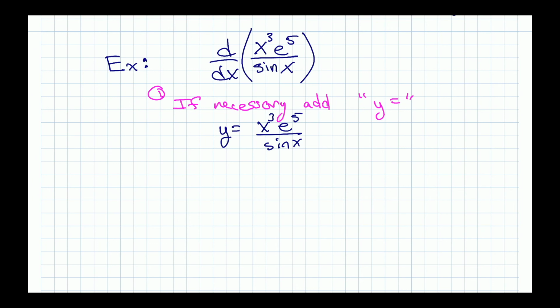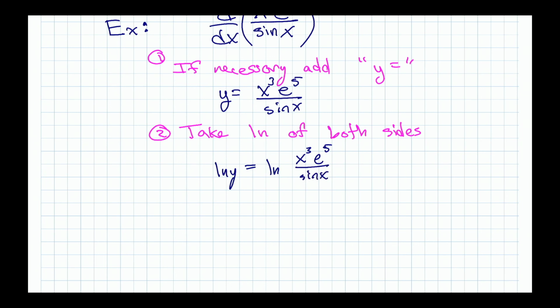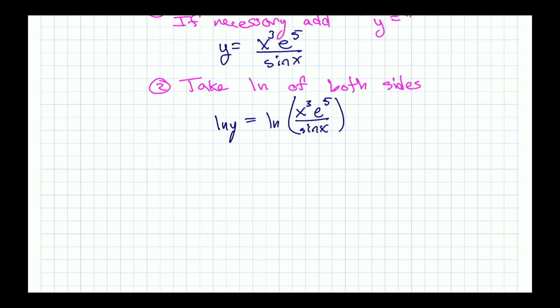Now, this is where you take your log. Now you take the natural log, ln, of both sides. You need both sides in order to take the natural log of both sides. So just ln y equals ln of x cubed e to the 5x over sine x. All right. So you take the derivative of both sides. No, you don't take the derivative of both sides. You take the natural log of both sides, and then the next thing you want to do is apply all of your log rules.